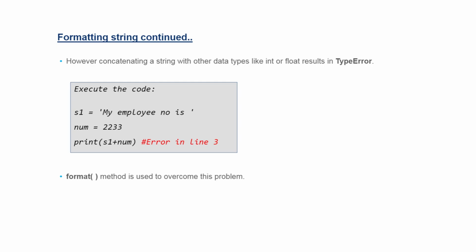And here, concatenating a string with other data types like integer or float results in a type error. See, S1 is a string and number is equal to 2233, which is an integer. So now if we print S1 plus number, S1 is a string and number is an integer, how can we add an integer and a string? Both are different data types, so it will definitely give you an error. In order to rectify this error, we have to use a method called format.